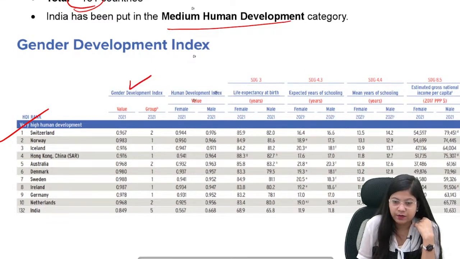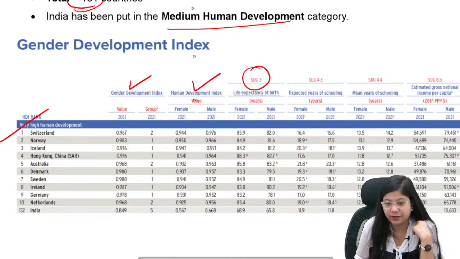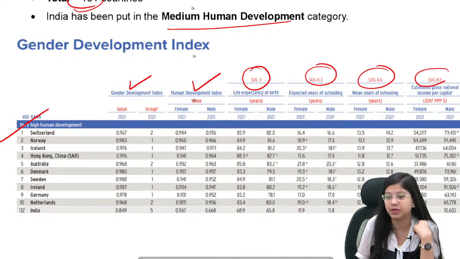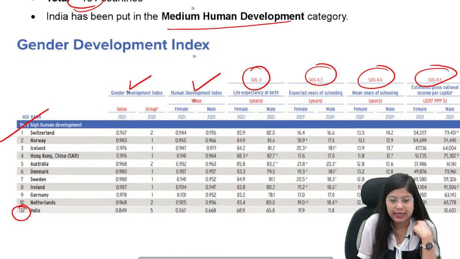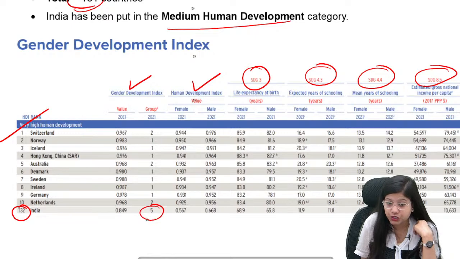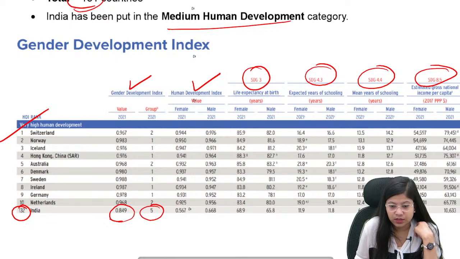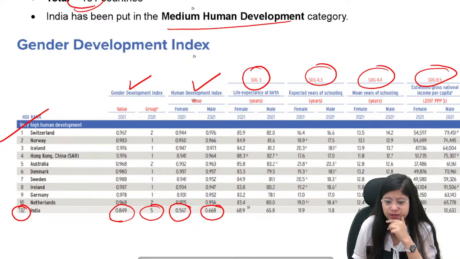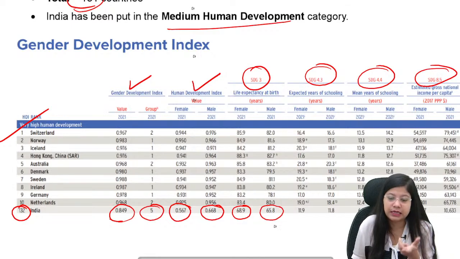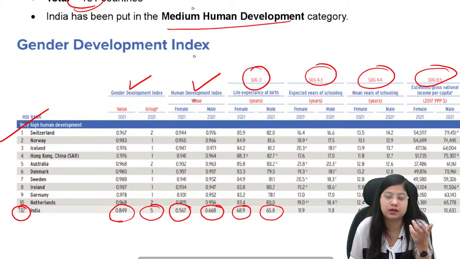Okay, so we have the gender development index, we have the human development index, then we have different rankings on the basis of different SDG parameters. So here India is at the 132nd position, and as far as the gender development index score is concerned, India is in the 5th group and the score is 0.849. Then in the human development index, India's score in females is 0.567, in males 0.667. Then in life expectancy at birth, we have 68.9 for females and 65.8 for males, clearly signifying that women are going to have a higher life expectancy.